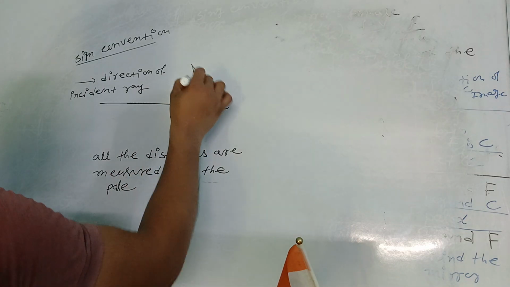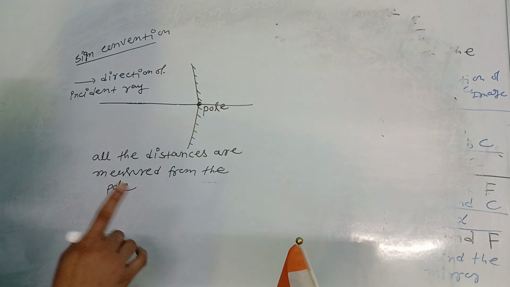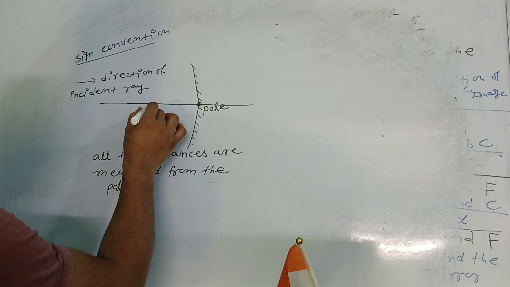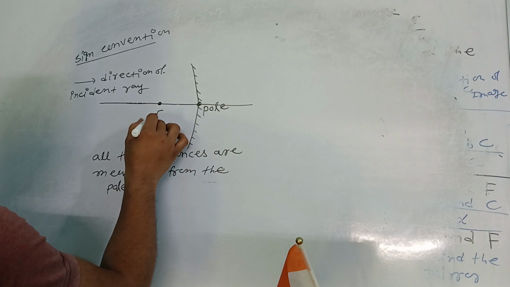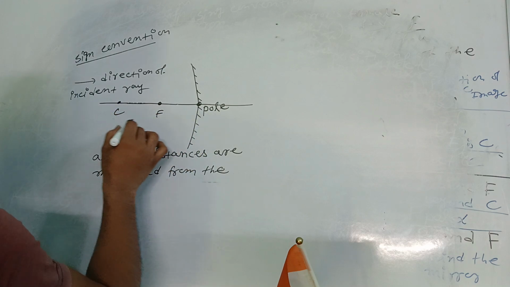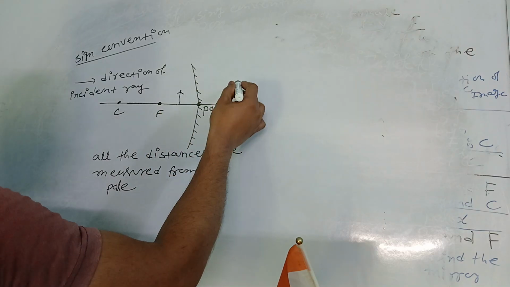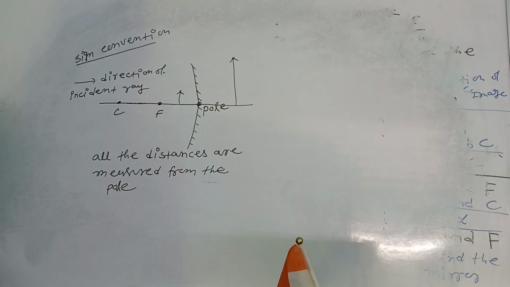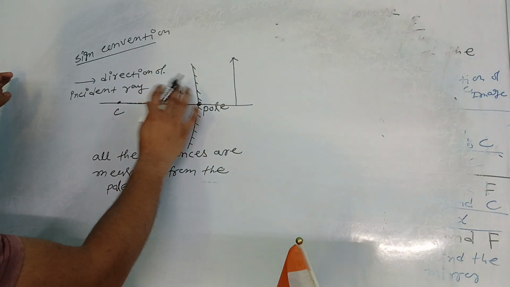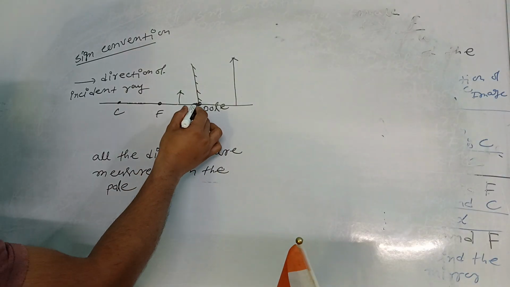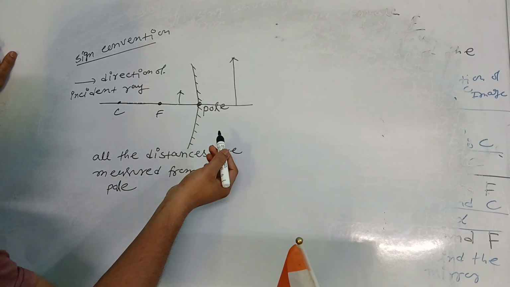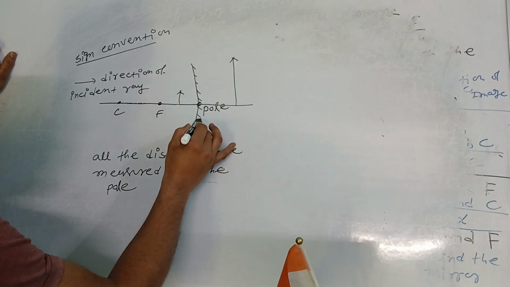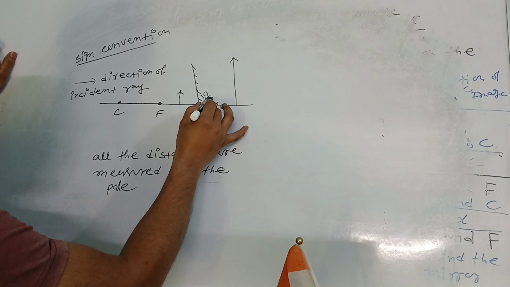See, we know in case of a concave mirror we have only one case, when the object is placed between P and F, only in that case you will get one virtual image. So see, this is the incident direction. All the distances are measured from the pole. If we get the image here, the pole to image, this is the direction of the incident ray. Suppose you are here and you are moving along this direction.